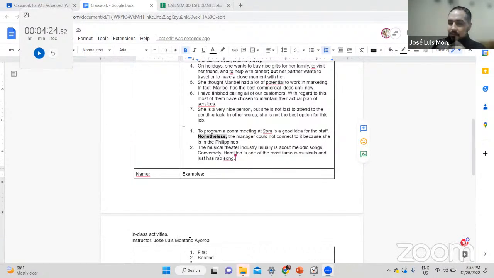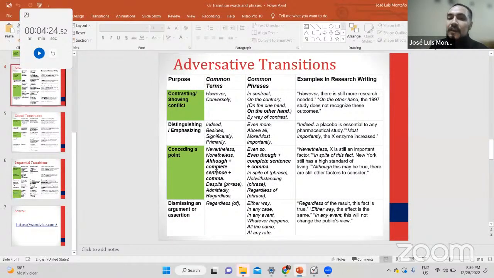All right, so great, you have that one. But let's check the next one. Number two says the musical theater industry usually is about melodic songs. Conversely, Hamilton is one of the most famous musicals and just has rap songs. Here it has to be in plural: rap songs. Good. Yes, I believe that in this way you are showing a contrast between usual musical theaters. This can also be, in a certain way, a type of concession, because that's what they usually do.